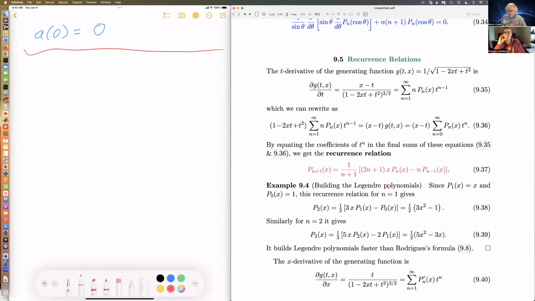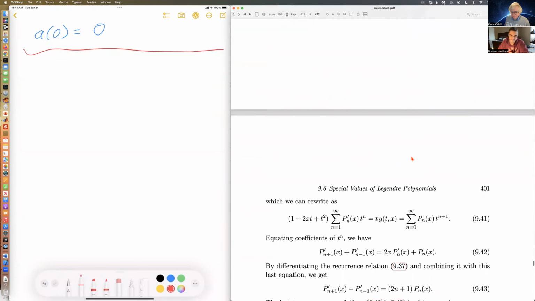And I think this is what most computer programs that compute the Legendre polynomials use, namely that if they start with p0 equal to 1 and p1 equal to x, they just can zoom up by using this recurrence relation.